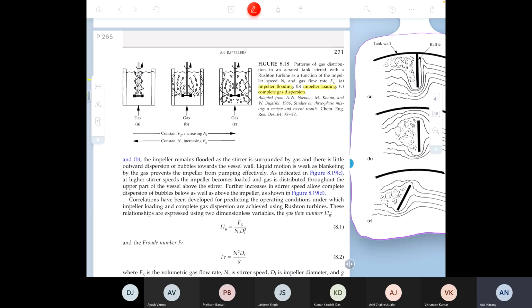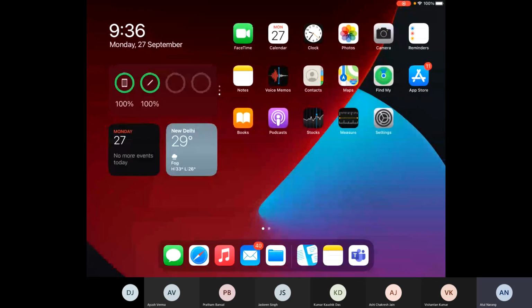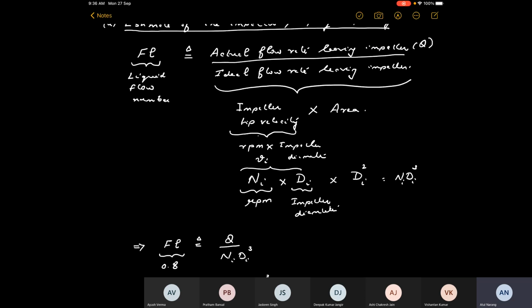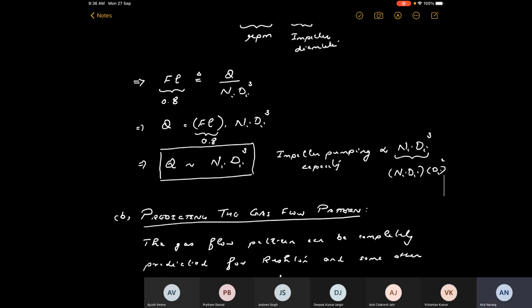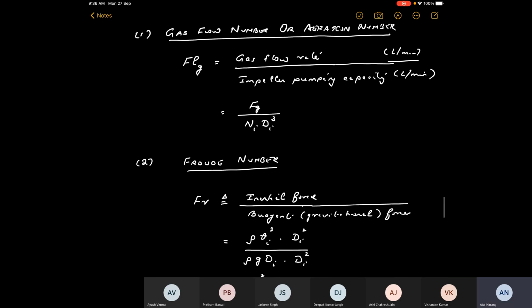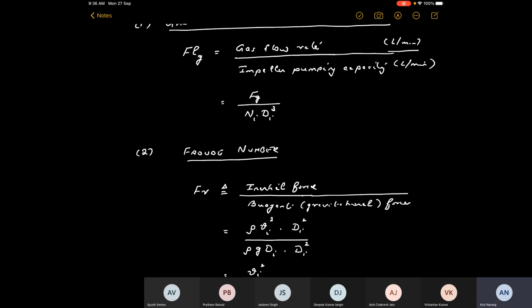What we found was that all of these effects could be captured by defining two numbers. The first is called the gas flow number, Fl_g, which is also called the aeration number. It's the gas flow rate in liters per minute divided by the flow rate with which the impeller is pumping liquid, and this is Fg divided by N_I D_I cubed.